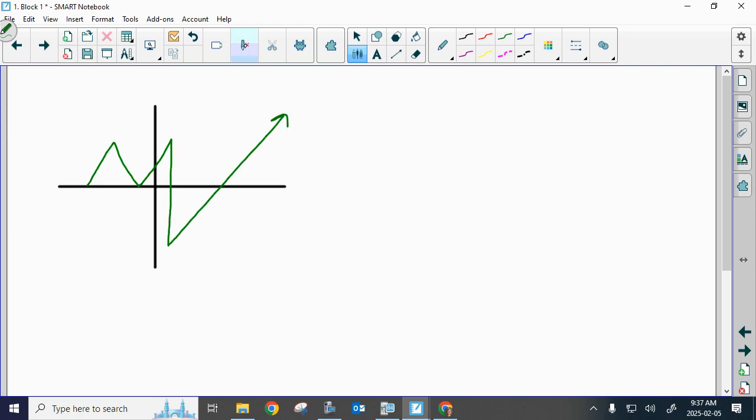Is it a function? No, because this actually is a vertical line right here, and there's multiple ordered pairs. So in this particular piece, it doesn't pass the vertical line test, so this is not a function. Do you guys get that? Okay.